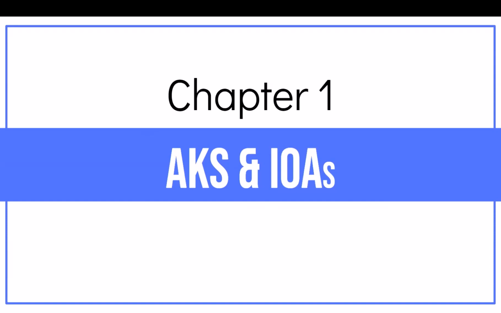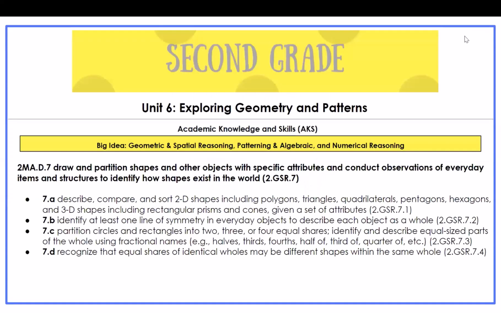In Chapter 2 of this video, we will look to see how the AKS and IOAs in Unit 6 are paced in detail. This unit has 3 AKS, AKS 7, 4, and 2. Under the AKS, you will find the Indicators of Achievement, or IOAs, that we are teaching at this time. Unit 6 is the first time this year that we will work on AKS 7. In this video, I will discuss some nuances and changes for this year.